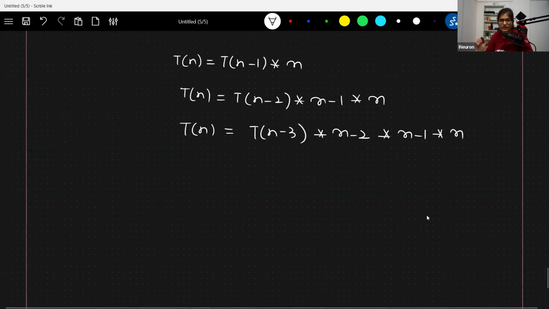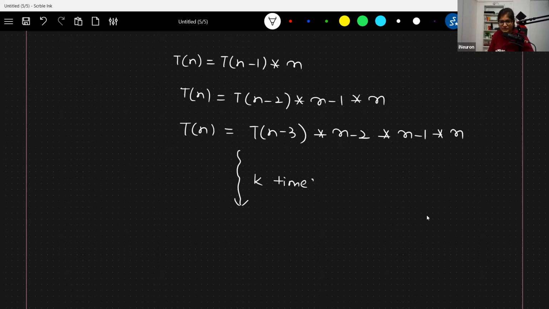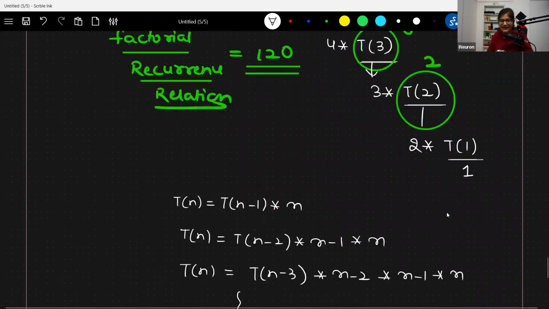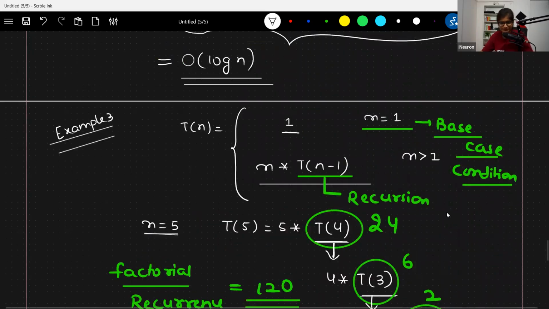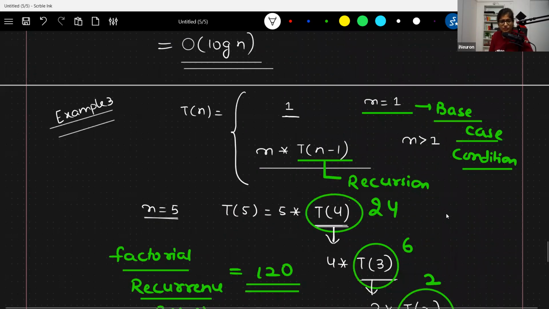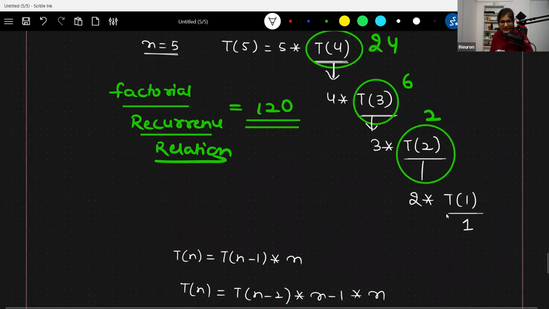Perfect. So now the question is, how many times do we need to repeat the same task? Suppose we repeat the same task until k times. So what is the value of k? Finding the value of k is our next task. So n minus k equals 1. Why 1? Because we know at 1 it is a constant. So now the value of k will be n minus 1.